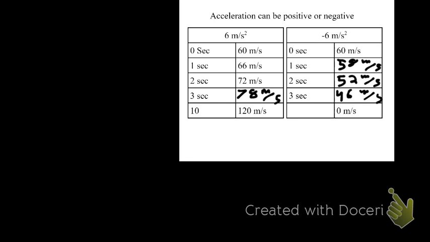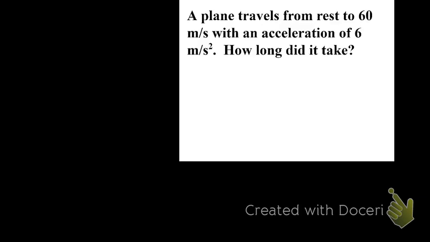And if we keep going and going and going, we find out that it takes 10 seconds to get all the way down to 0. And you can calculate that using the formula that we had on that last page. So let's go ahead and use that formula. I'm going to put it, so A equals VF minus VI, or the change in velocity over time.